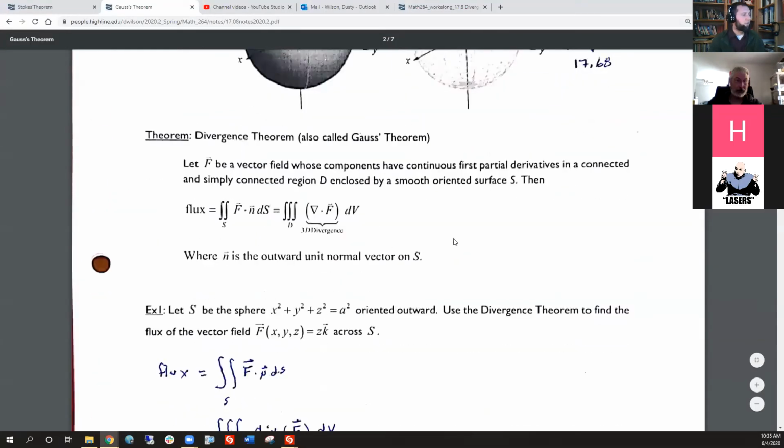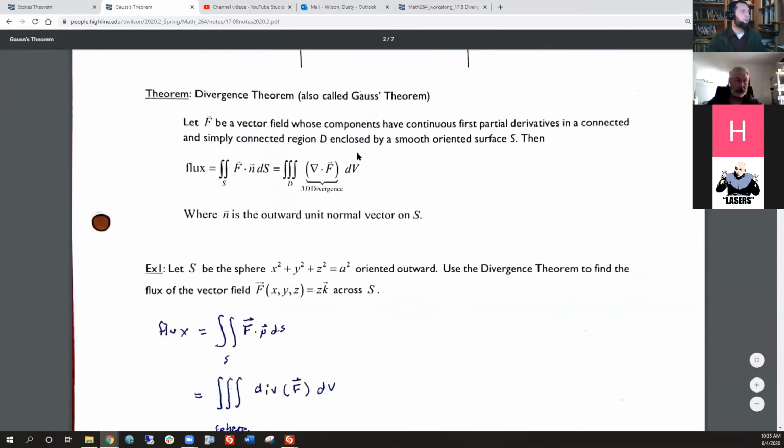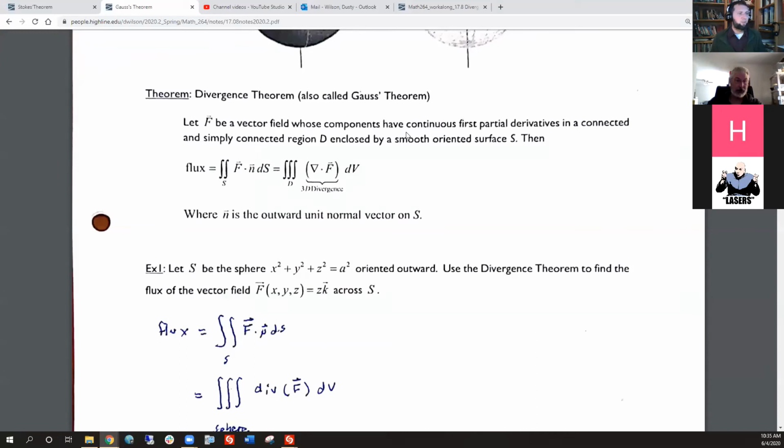All right, so here's the theorem and our first example. The divergence theorem: let F be a vector field whose components have continuous first partial derivatives in a connected and simply connected region D enclosed by a smooth oriented surface S. Then the flux, which is the normal component of the field across the surface, is equal to the triple integral of the divergence across the volume.